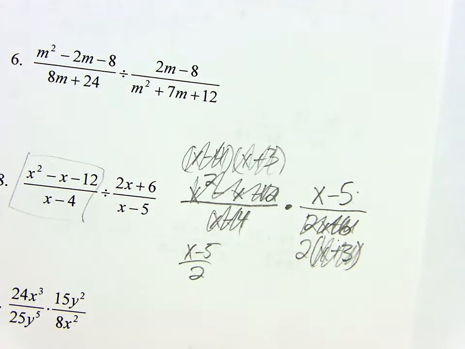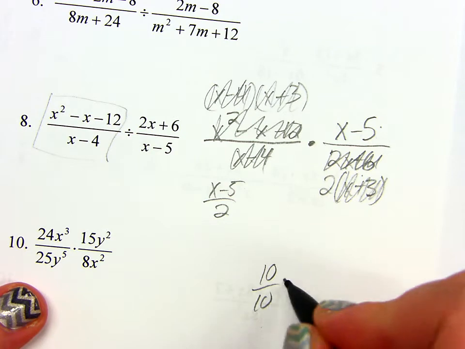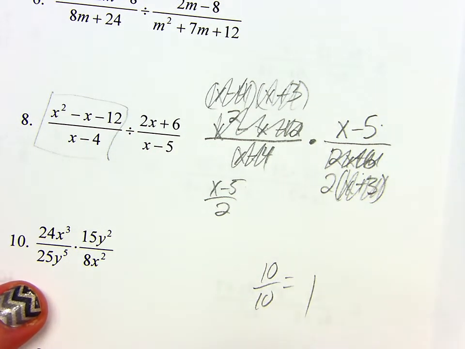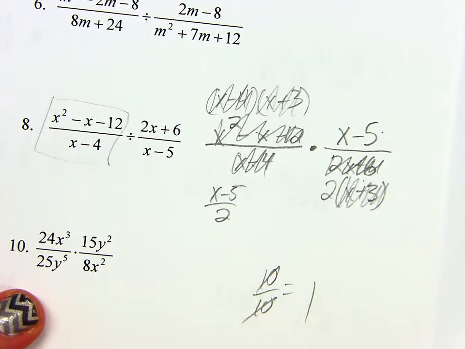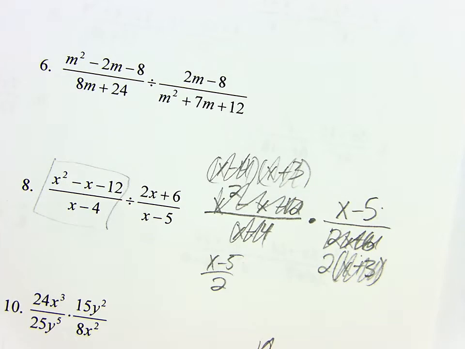By the way, just a random question that popped into my head. What happens if everything cancels out on top and bottom? What's your answer? 0. I was wondering if anyone would say 0. It's 1. Right? Like, think about the fraction. If you have 10 over 10, that's not 0, that's just 1, right? So if everybody cancels, your answer is just 1. All right. So division's super easy.